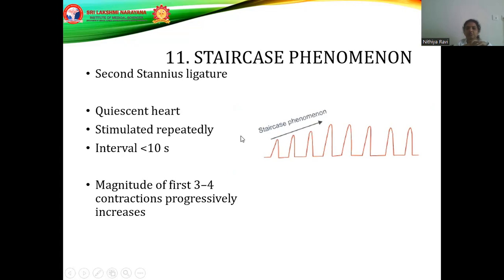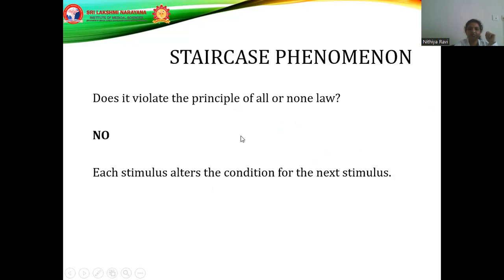So what happens is that the magnitude of the contractions will slowly increase for the first 3 to 4 contractions. Okay. So why does this happen? And does it not violate the principles of the all or none law? Because we saw in the previous slide that when you give a stimulus, it either elicits a response or there is no response, based on the strength of the stimulus. But here, what are we doing? Each stimulus will alter the conditions of the next stimulus.